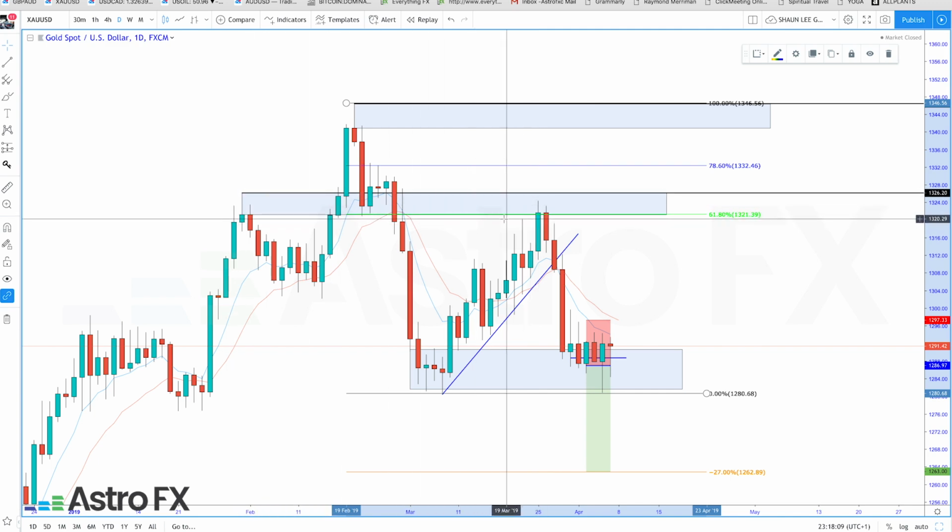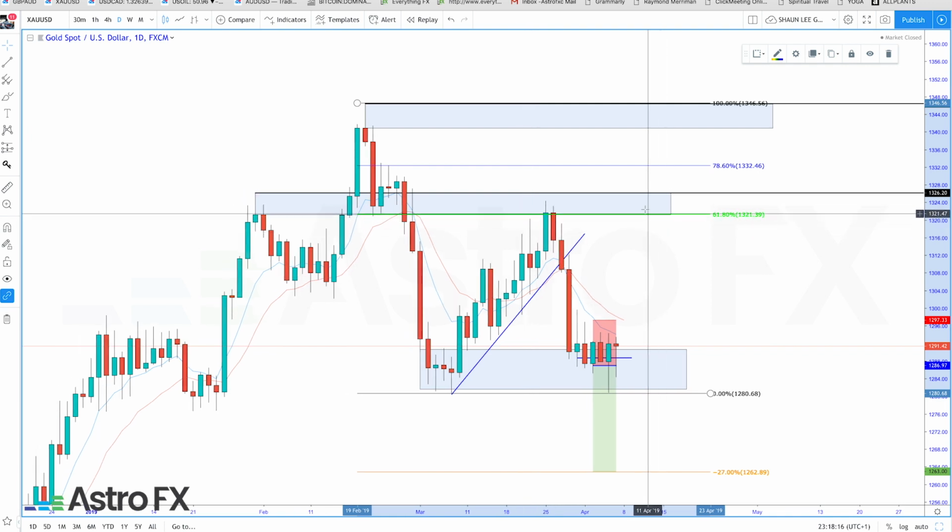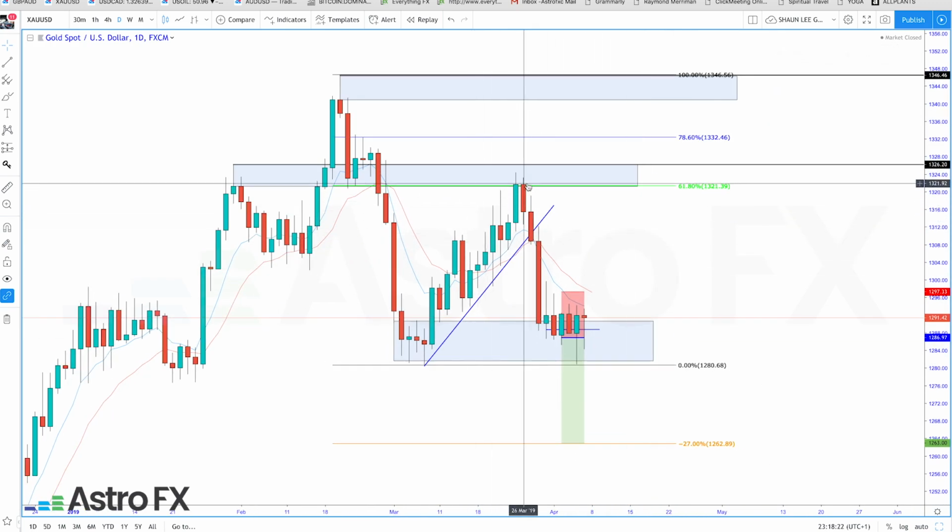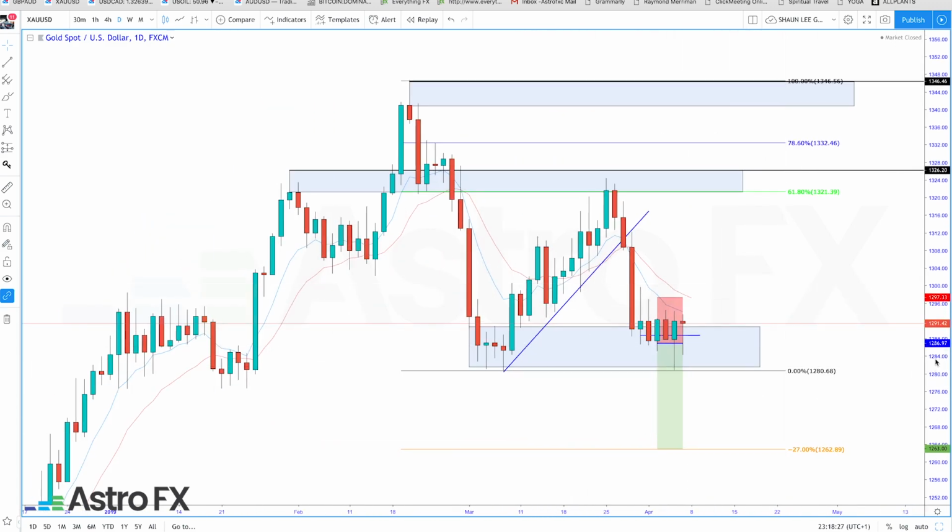And also we have 1320, which the market more or less reacted to as well, a psychological level on the gold chart. And we also have a barrier at 1325 above. There's a few confluences going on here. Market pulls back down.